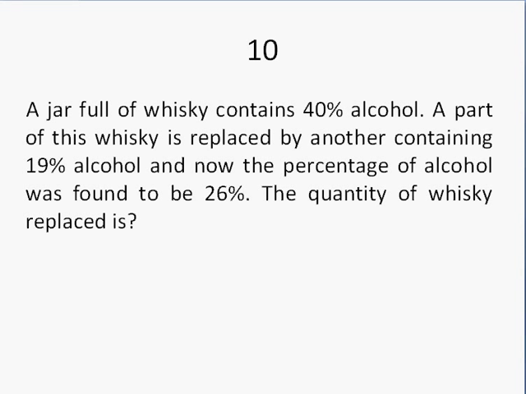Question number 10 says a jar full of whiskey contains 40% alcohol. A part of this whiskey is replaced by another containing 19% alcohol, and now the percentage of alcohol was found to be 26%. The quantity of whiskey replaced is, we need to find out the quantity of whiskey that is replaced. A full jar contained 40% alcohol, it is replaced by 19%, and the mixture is 26%. Alright, so we can again do the same allegation rule here as well.